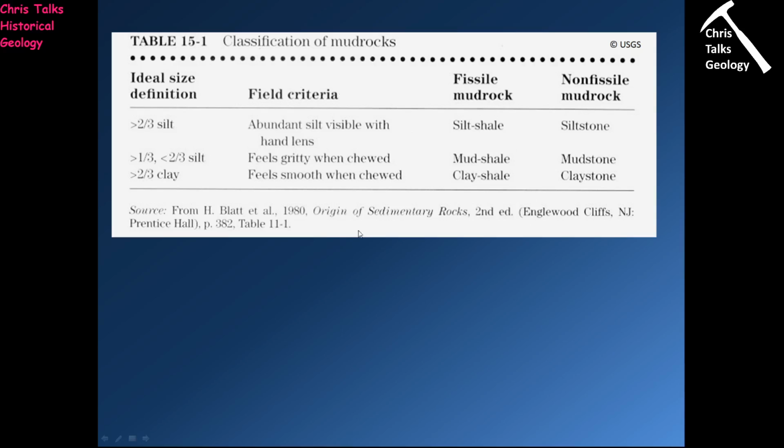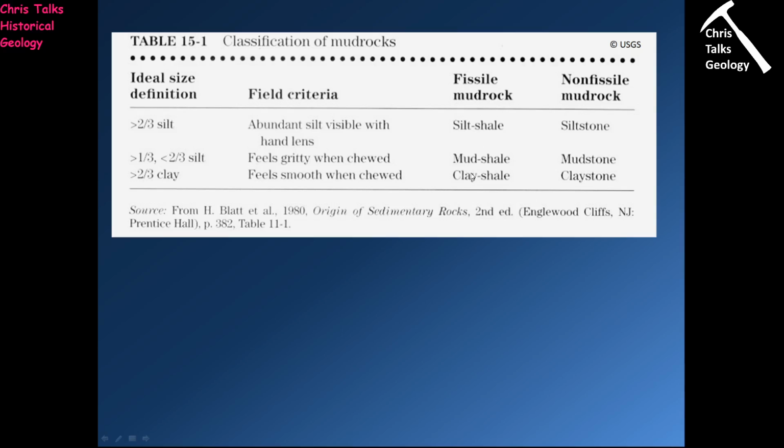So in terms of classifying our clay and silt-sized rocks, here are our different varieties. So we have greater than 2/3 silt, greater than 2/3 clay, and the intermediate. Then we have fissile and non-fissile. So if it's a silt-dominated sediment and it's fissile, it's a silt shale. If it's non-fissile, it's a siltstone.